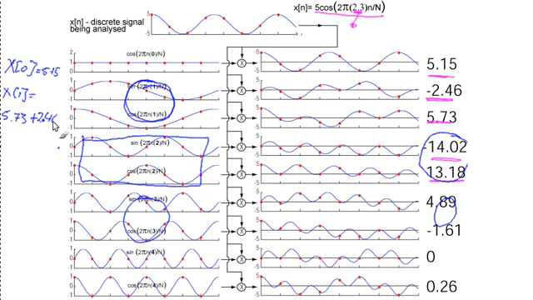x2 will be equal to 13.18 plus 14.02j. x3 will be equal to minus 1.61 minus 4.89j. And x4 will be equal to, just reading over here of course, 0.26. Okay, so we have all these values that we get back, and let's just plot the magnitude spectrum of that.